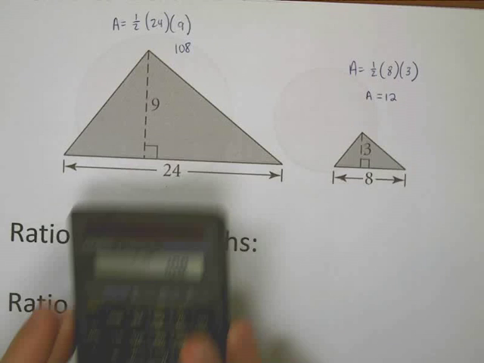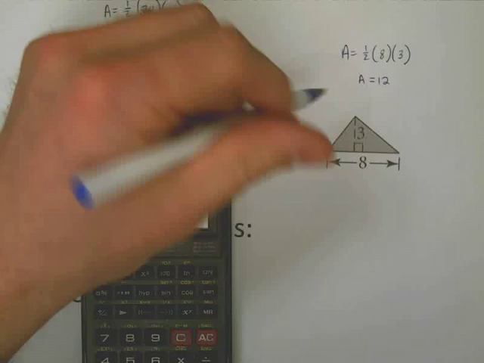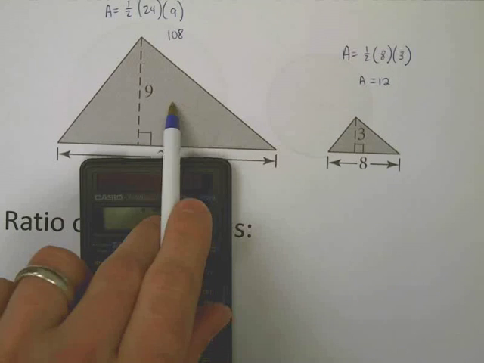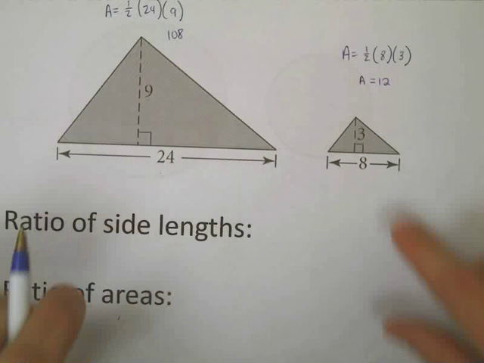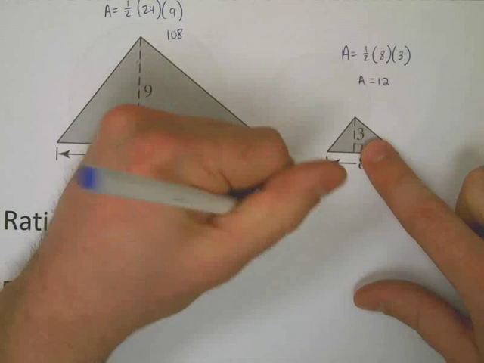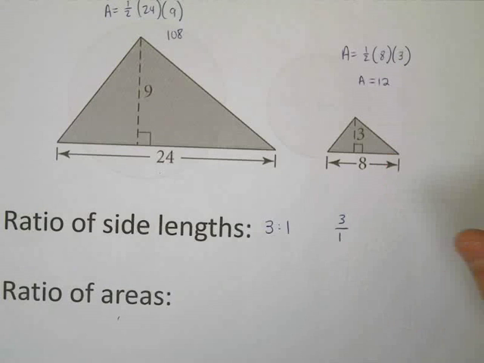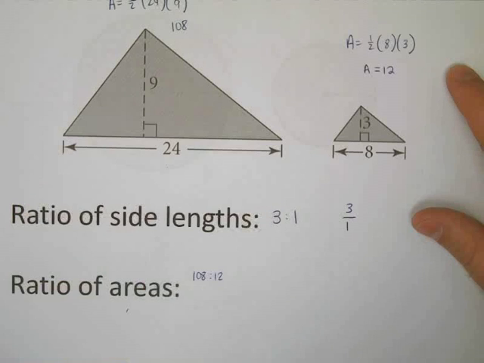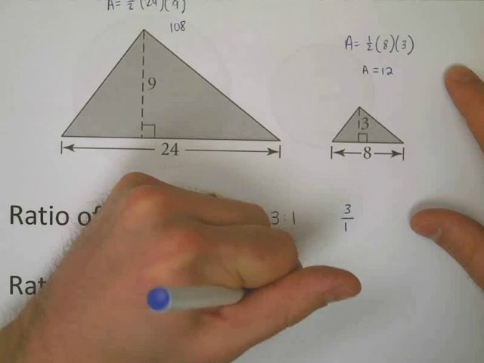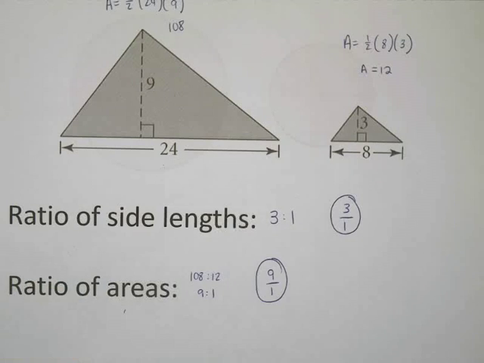Interesting. In fact, if I take 108 on my calculator and I divide it by 12, I get 9 again. If I make the side lengths 3 times as big, the area is 9 times as big. So the ratio of the side lengths, if I wanted to put a ratio of side lengths from big to little, that would be a 9:3 or 3:1 ratio. Typically we write that as a fraction as 3:1. But the ratio of the areas was 108 to 12, which we would reduce to a 9:1 ratio, which we typically write as a fraction. So the ratio of the side lengths is 3:1, the ratio of the areas is 9:1.